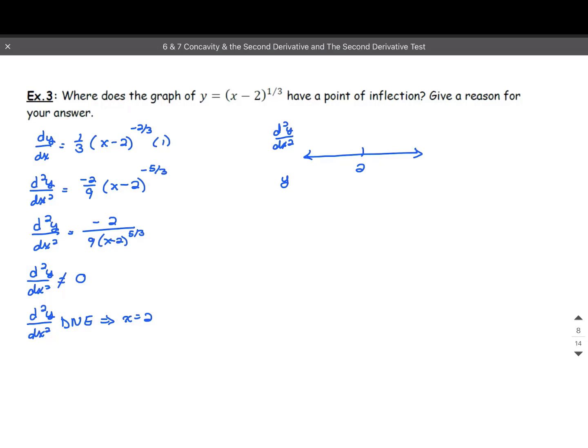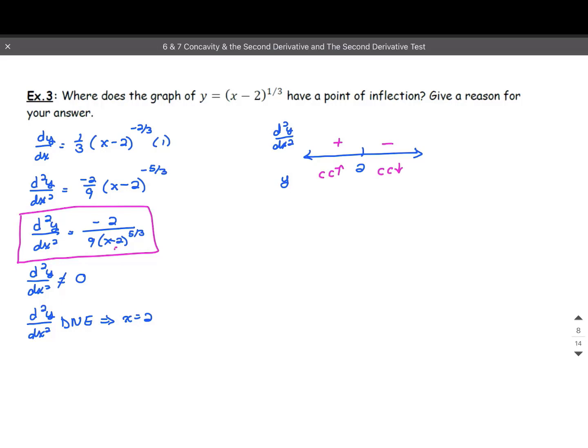So if we take a number smaller than 2, say 0, and we plug it into this second derivative, what kind of a number are we going to have? Well, this part will be negative, and that part too, so we're going to have negative and negative, which is positive. We pick a number bigger than 2, say 100, we get a positive, we cube positive, and 9th is positive. Negative over positive is negative. That means that our function is going to be concave up and then concave down.